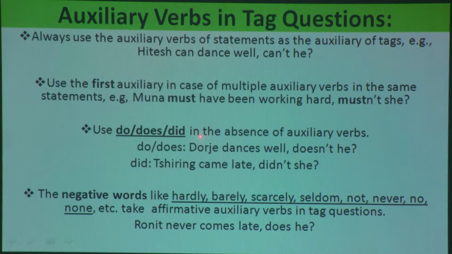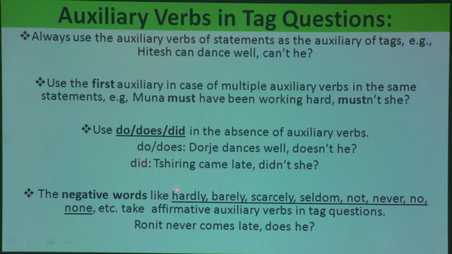Do, does, did. In the absence of an auxiliary, we need to use do, does, did. Tina dances well. So dances, there is no auxiliary. It's just the main verb, simple present tense. So what do we need to do? We need to think. Did is for past, this is present tense, so it doesn't take did. So do, does, two options are left, and as it is singular, does is the singular form. That's why we write doesn't she.